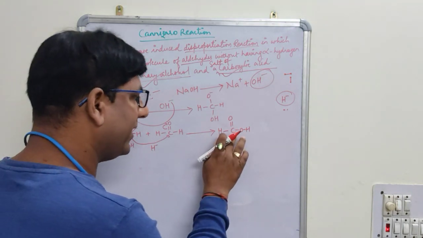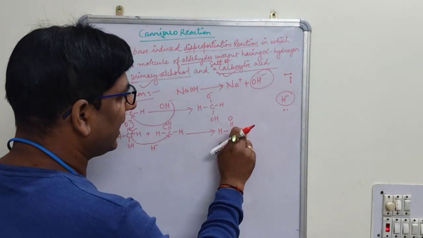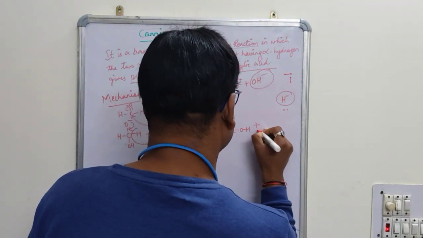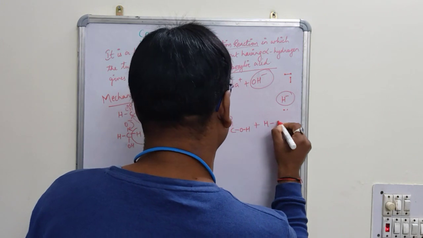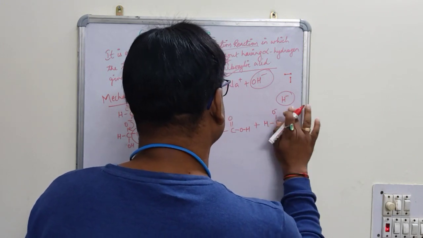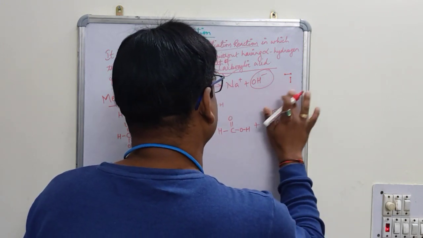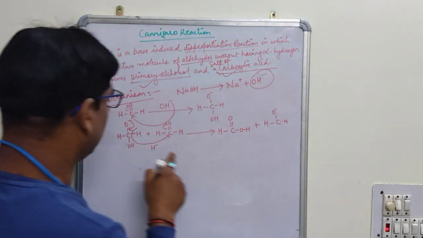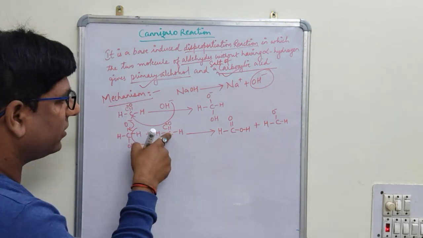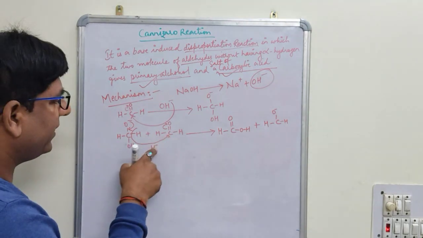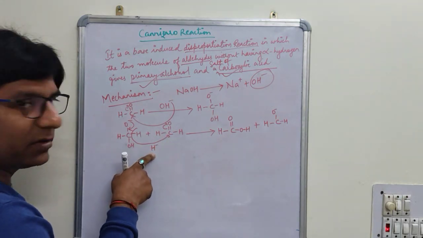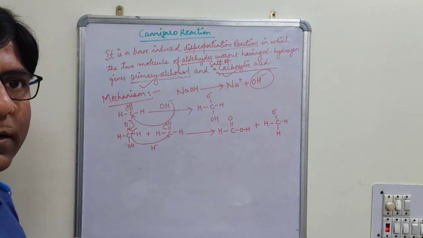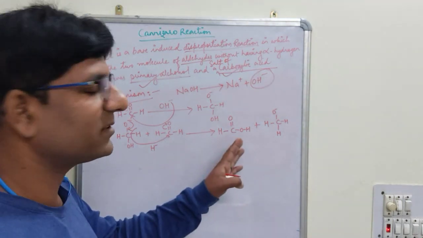I am writing like this, and why I am writing like this, I will let you know. That OH, I am just keeping a bond with it. Plus, here it will be HCO minus, O minus. Here it will be H. And now, this hydride ion has gone to this carbon. Now, when it is reaching this carbon, it will form a bond with this hydrogen. So, this will be again one hydrogen. Clear? I hope you have understood till here.